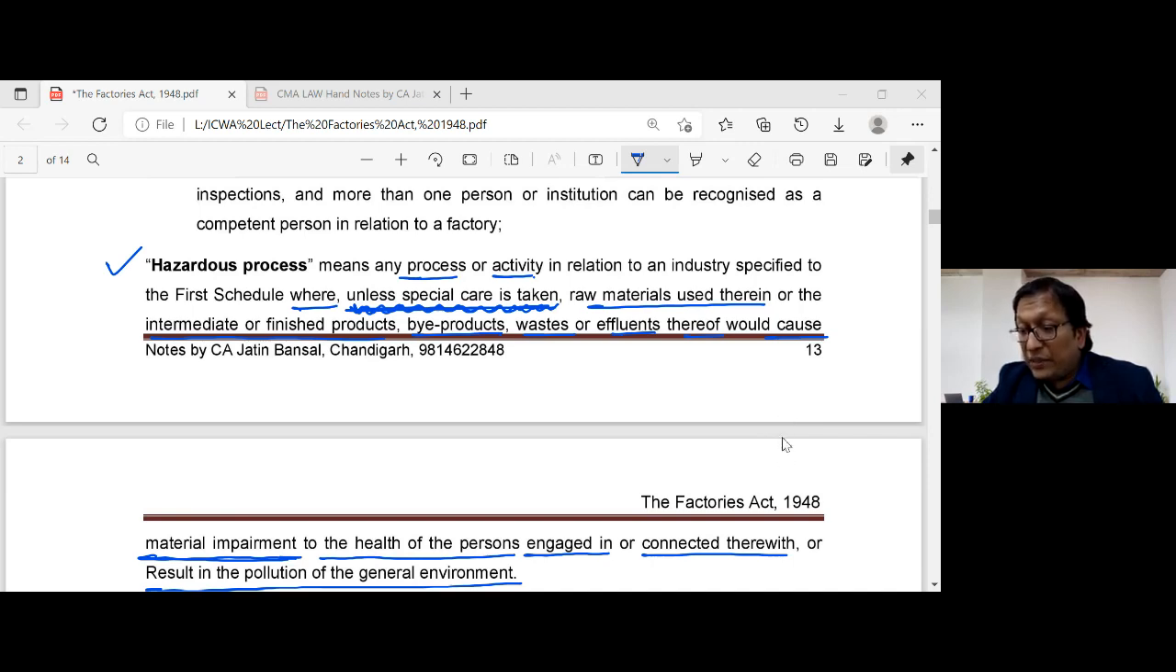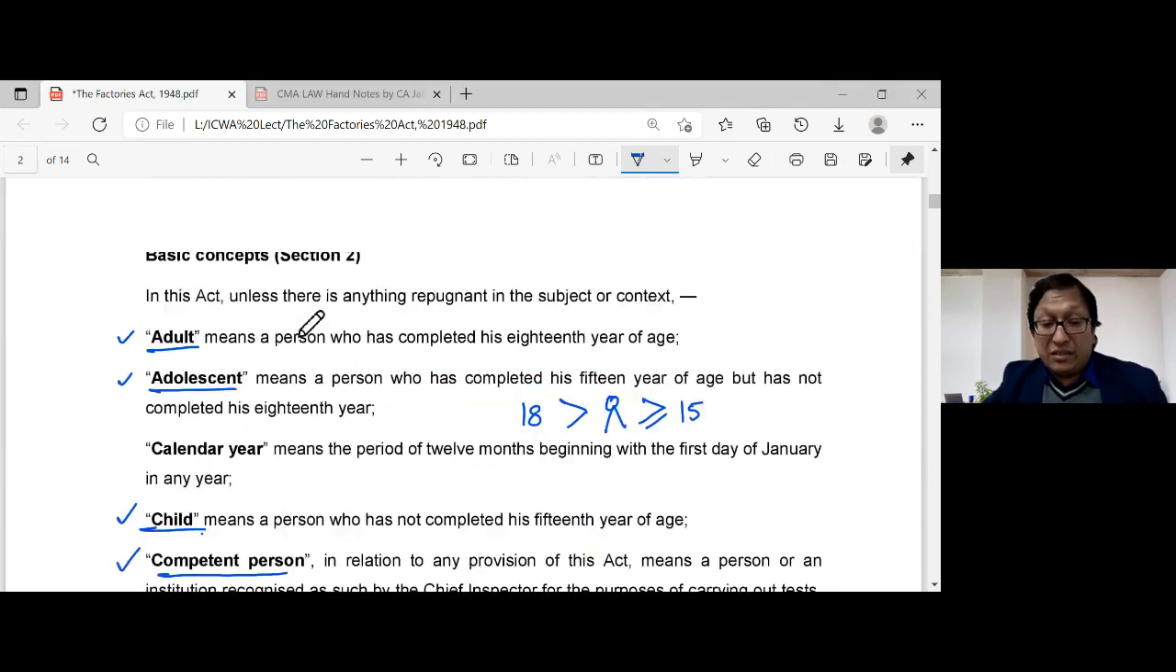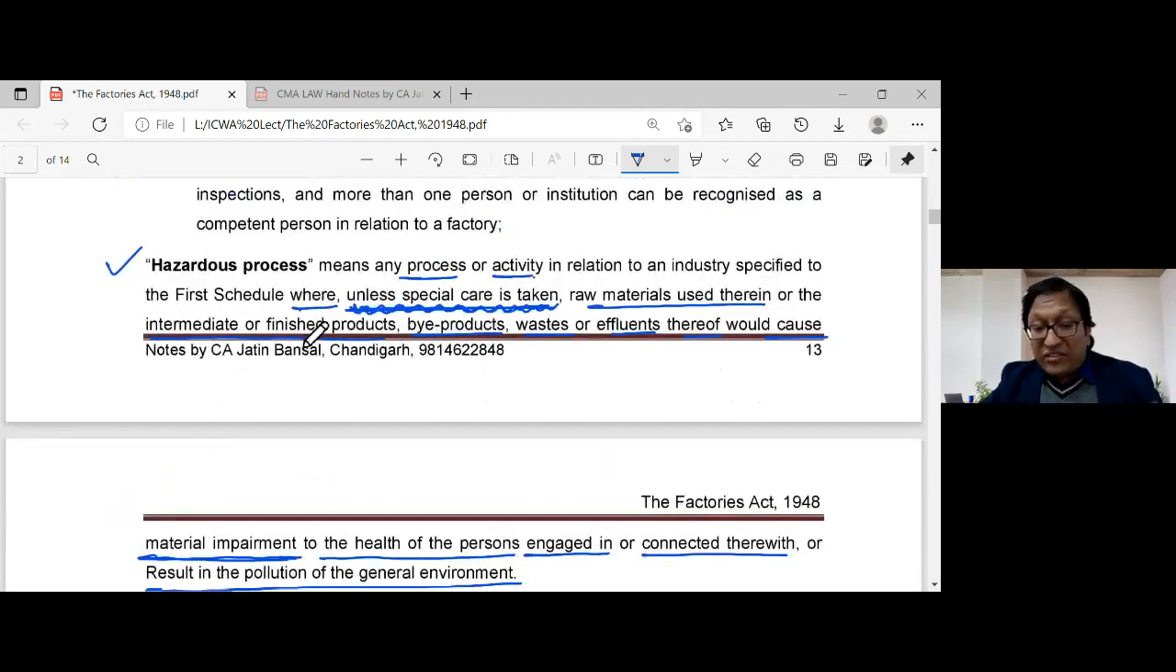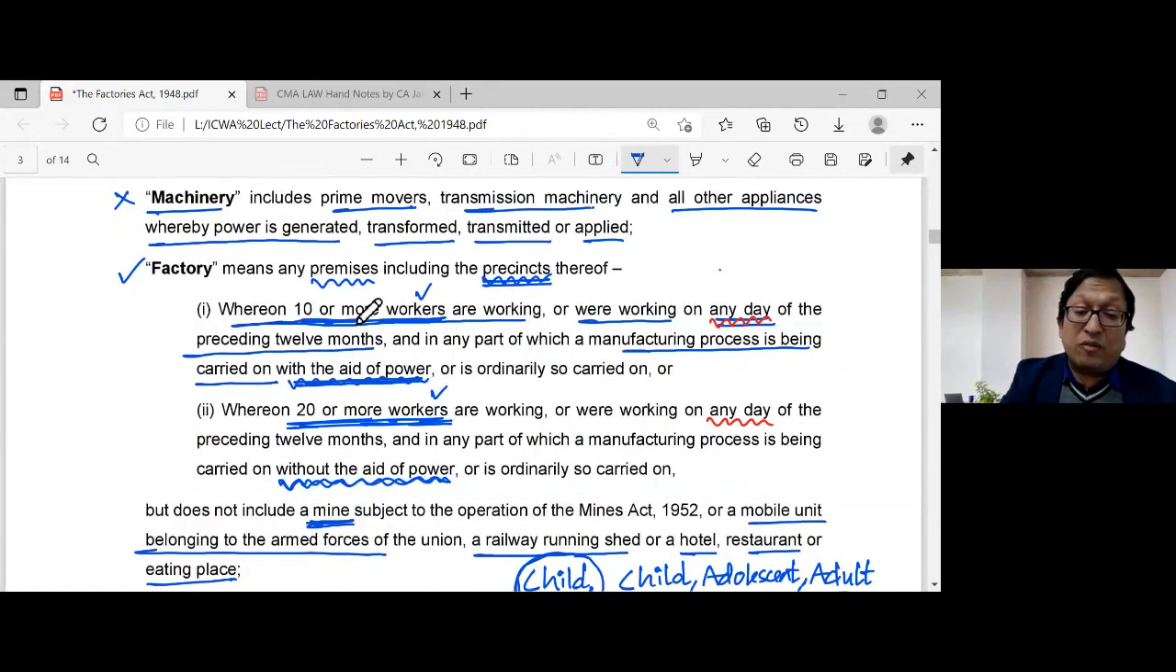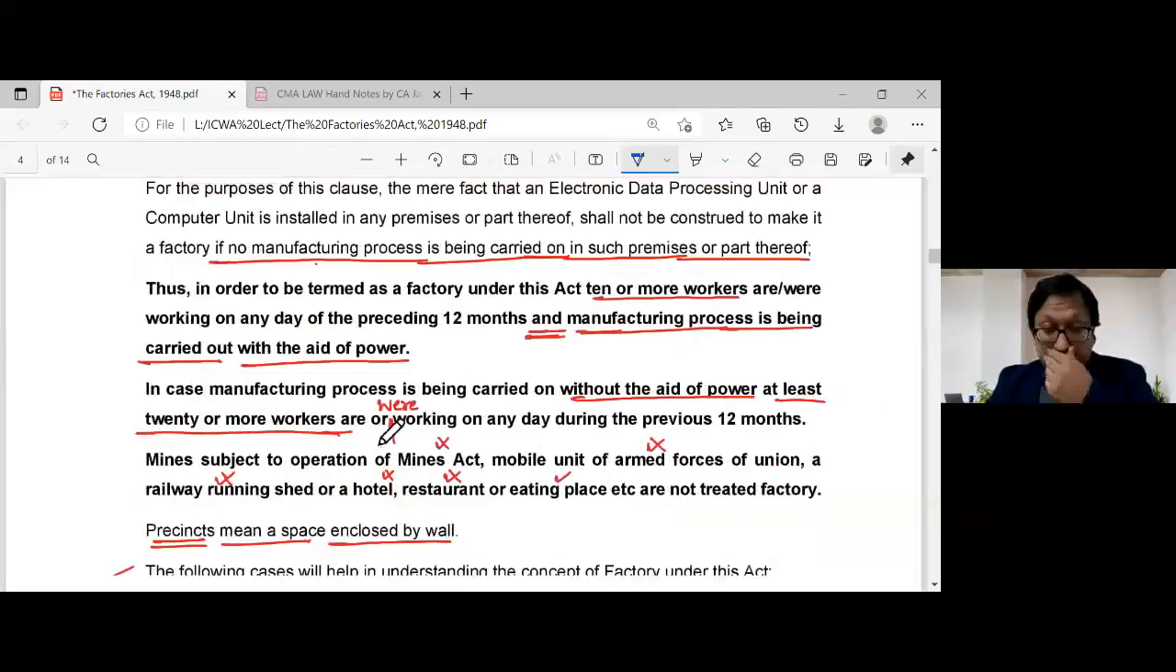You will get it. Please let us know for which definitions we need to learn sections, sir. Definitely, Lakshmi Priya, I am telling you what sections you need to learn. All these definitions are contained in Section 2. First of all, you need to learn the section of factory, that is 2(m). This is the definition of factory, 2(m).